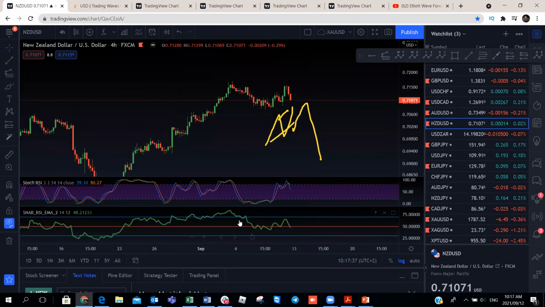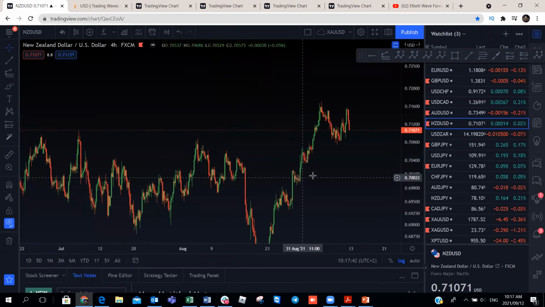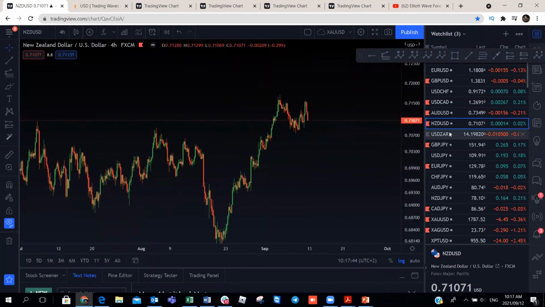Remember, the idea is not for you to make money. They want you to lose money, right? So be careful and know exactly when to time the market. That is New Zealand US dollar.